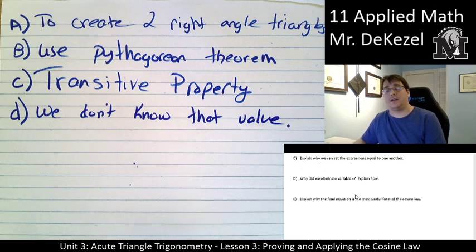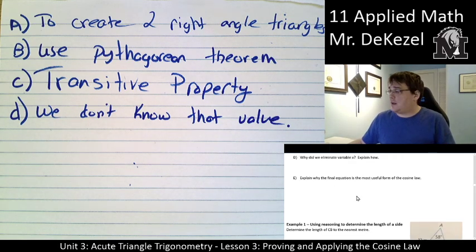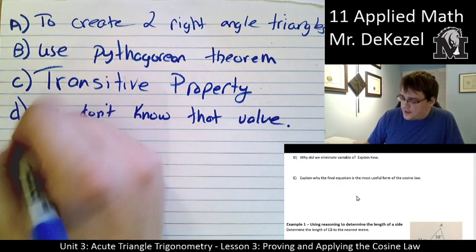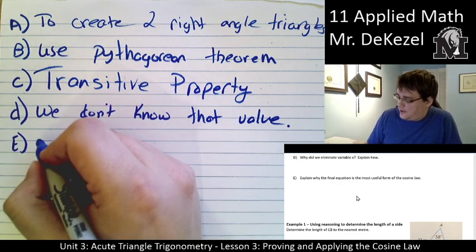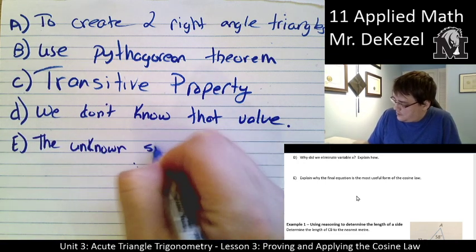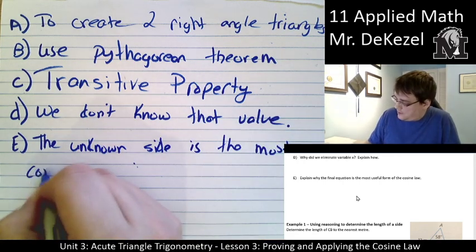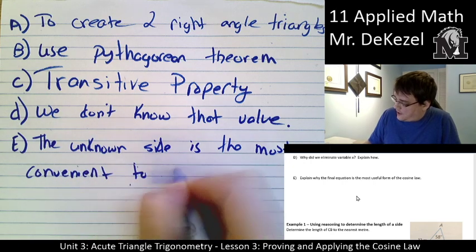And we wanted to get it in just terms of sides and angles. That was our goal. And E, explain why the final equation is the most useful form of the cosine law. That form, often what we want to find is a side, and it is set up in the most convenient way to find a side. So, the unknown side is the most convenient to find.